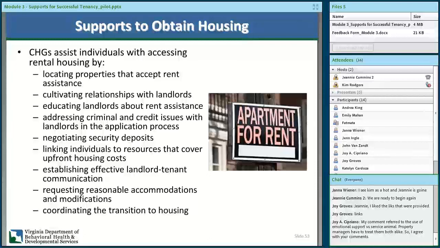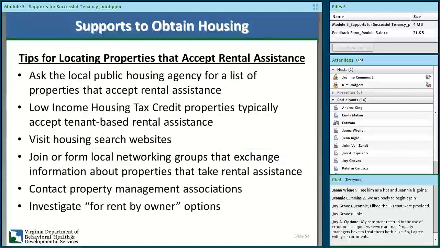But housing guides also assist individuals with accessing the rental housing itself by locating properties that accept rent assistance, educating landlords about rent assistance, addressing criminal and credit issues with the landlords during the application process, negotiating security deposits, linking individuals to resources that cover upfront housing costs, establishing effective landlord-tenant communication, requesting, again, reasonable accommodations and modifications, and coordinating that transition to housing. So let's look at these activities in a little more detail.